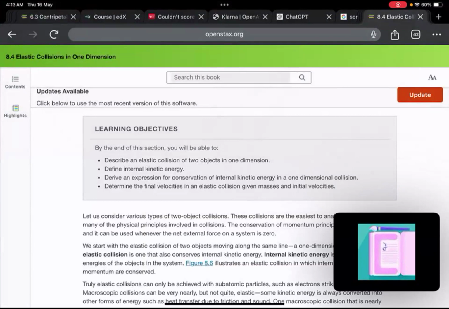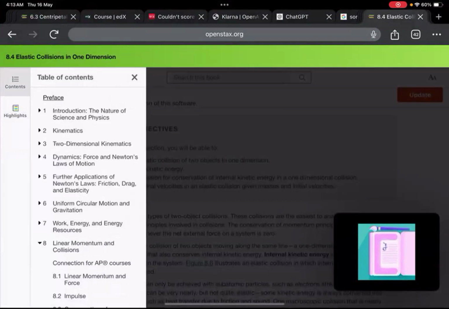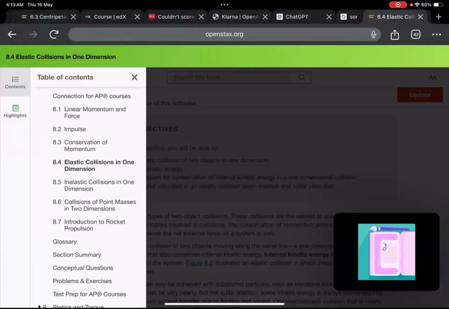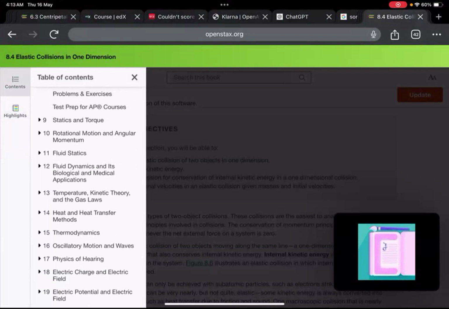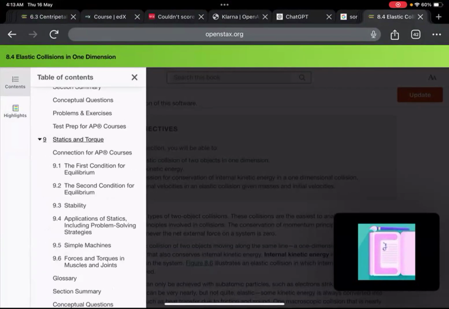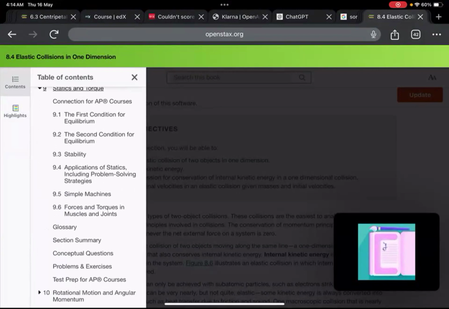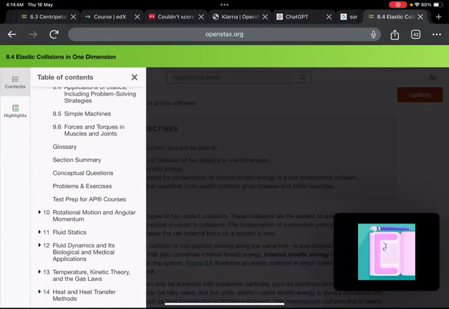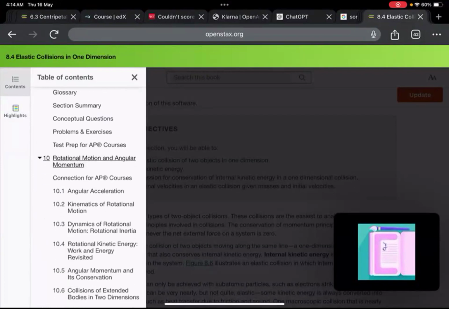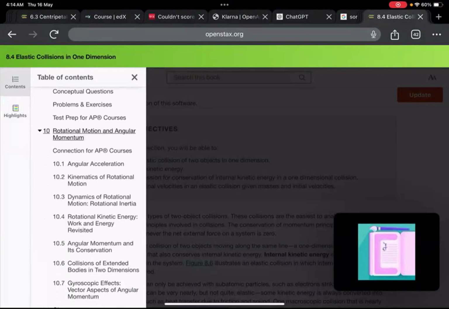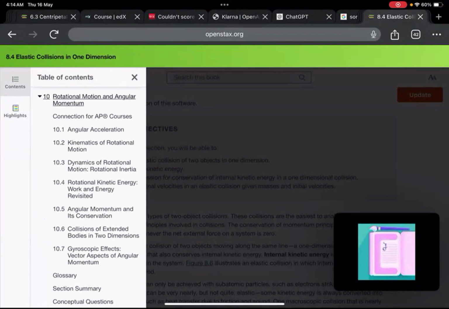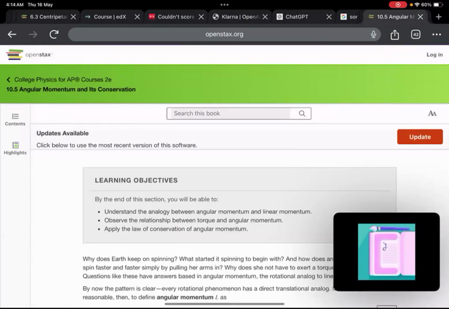Yeah. Okay. For linear or angular? Angular. Okay. Okay. Second condition of equilibrium forces. Dynamics, angular momentum and conservation. Okay, I got it.